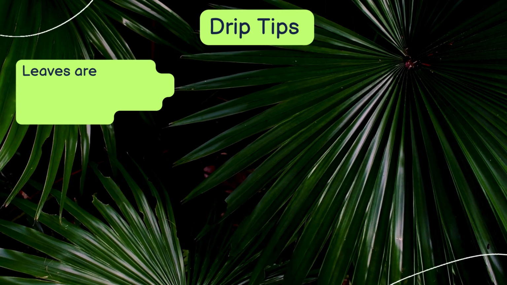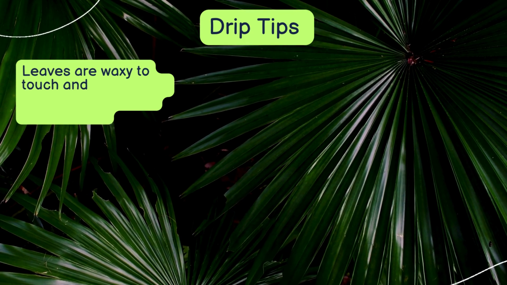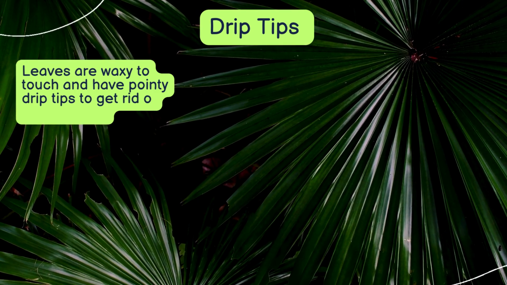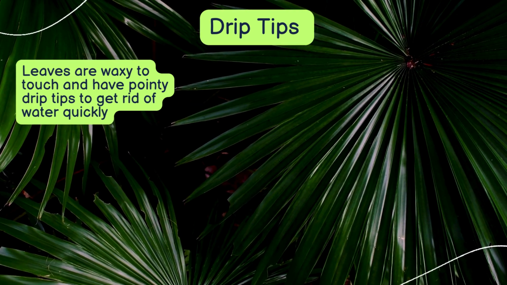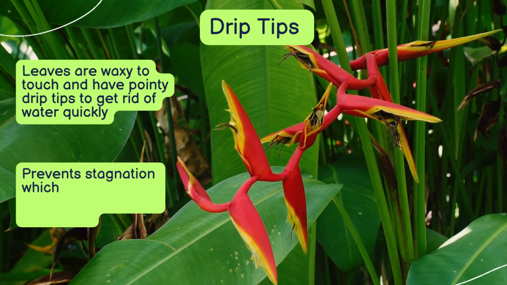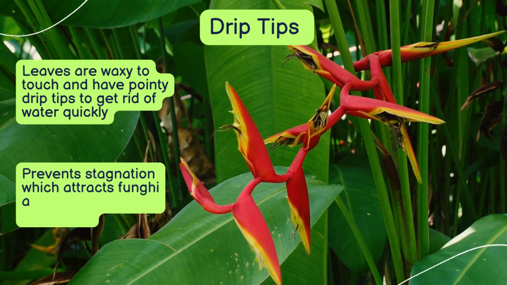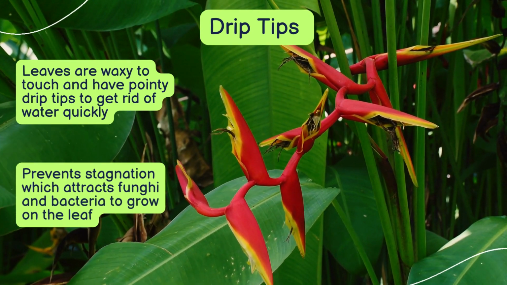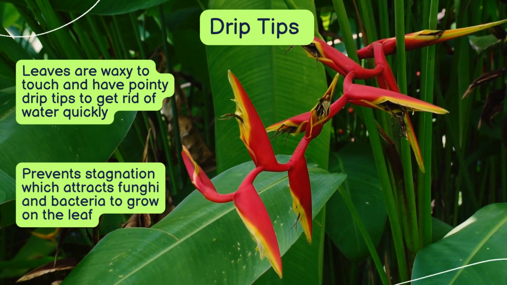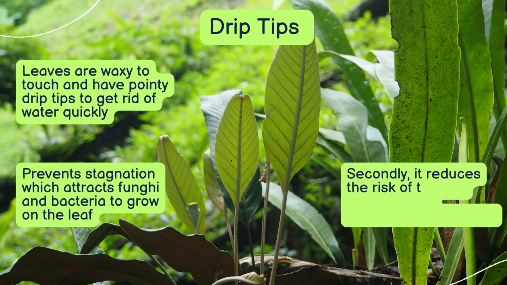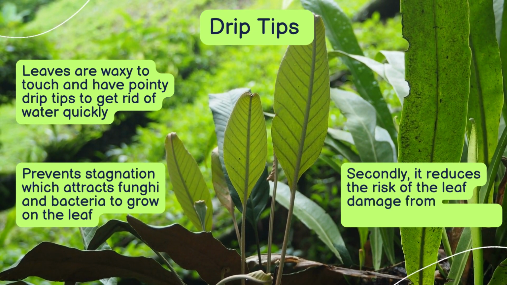Next, we have leaves that are waxy to touch with pointy drip tips. The pointy drip tip and the waxy feel helps get rid of the water quickly. Now this is really important. Getting rid of the water quickly prevents any water stagnating on the leaf, and this will reduce the risk of bacteria and fungi growth that would starve the leaf of its nutrients and kill it. Secondly, it can also reduce the risk of the leaf being damaged by heavy rainfall periods.